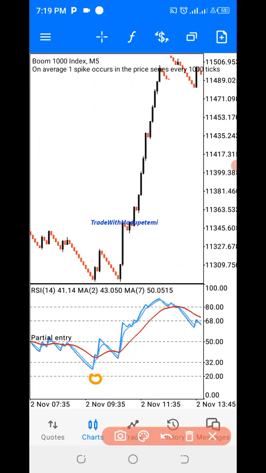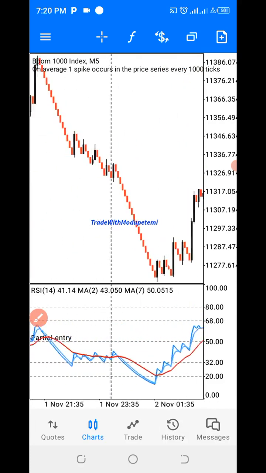But if it doesn't enter, once it's around this 20 level, a perfect one will enter our 20 level. But whichever the case, once you have the second leg above the 20 level or above the 32 level, you can conveniently take the trade, and once it hits your 50 level or your 68 level, you can choose to exit the market.